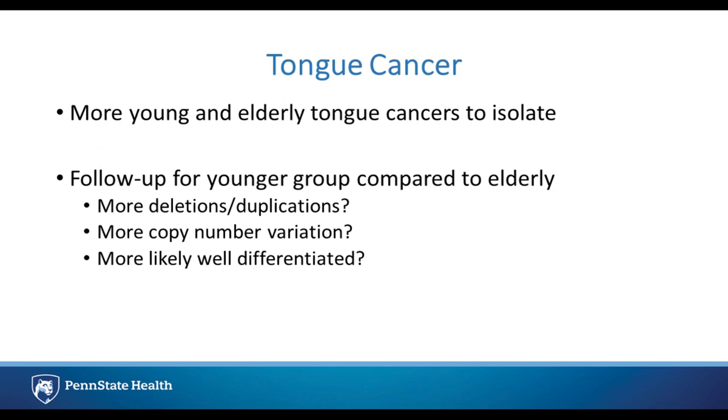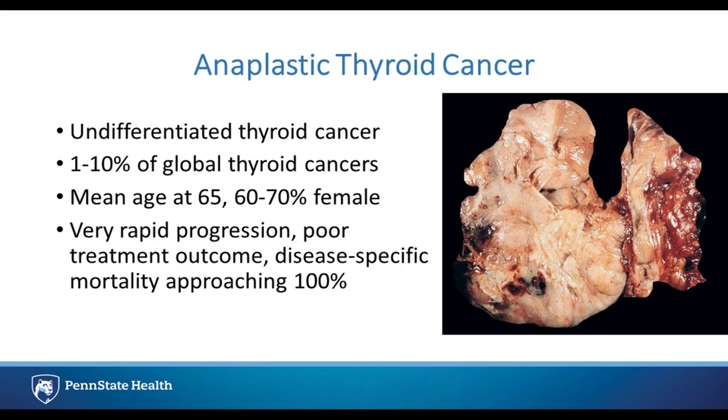What we can see is perhaps we're seeing consistently more deletions, duplications among this younger cohort, if there's more copy number variation, if they're more likely to be well differentiated. Again, that's a conflicting point in the literature, whether these tongue cancers among the young are better or worse prognostically. It's unclear right now if these patients are better off or if they fare worse than these elderly patients. So it's certainly something that I'm excited to pursue further.